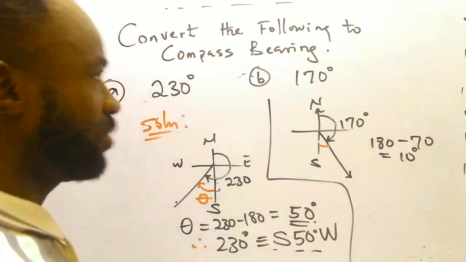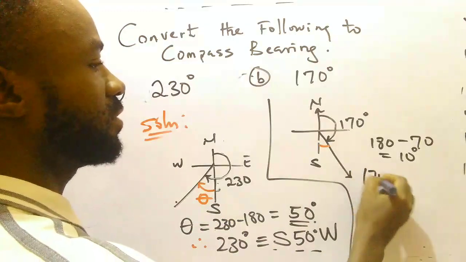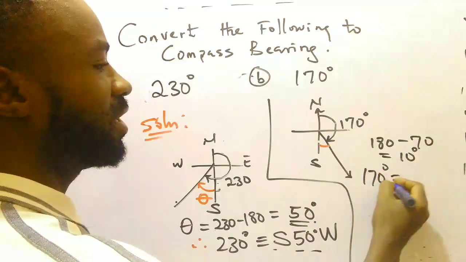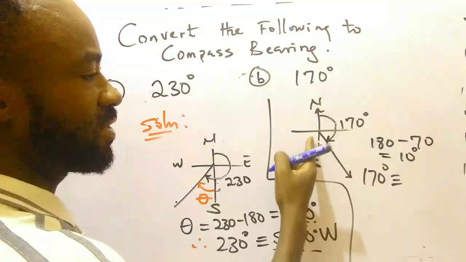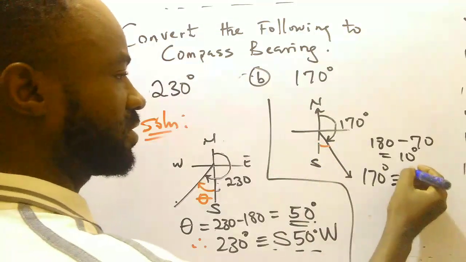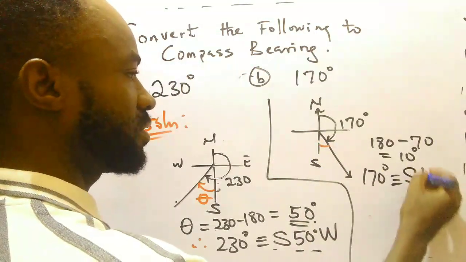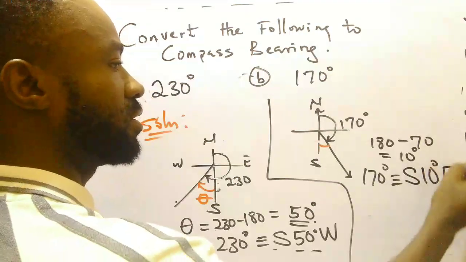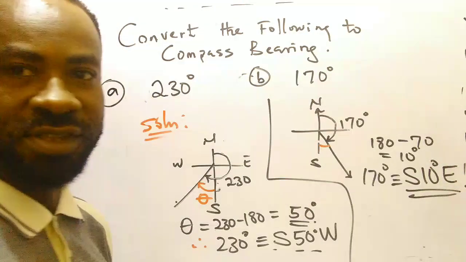So our bearing of 170 degrees is equivalent to, remember this is from the south going towards the east, south 10 degrees east. And this is our solution.